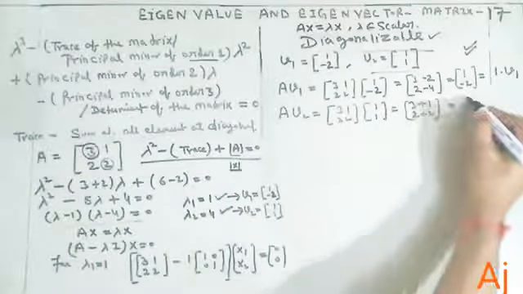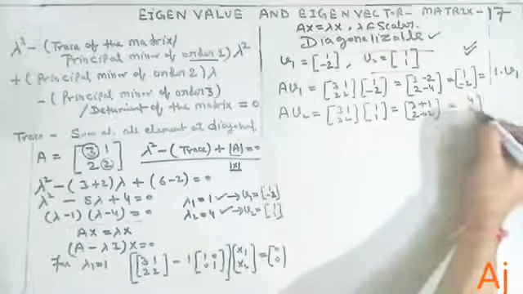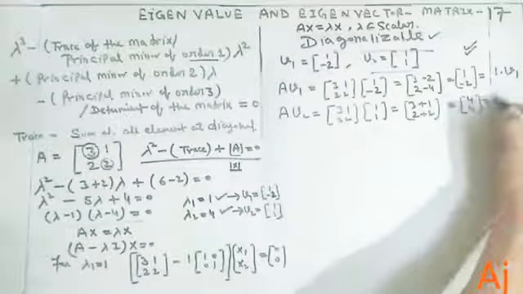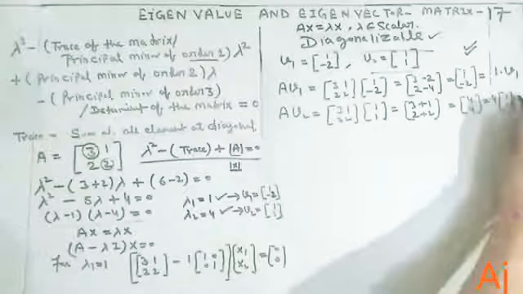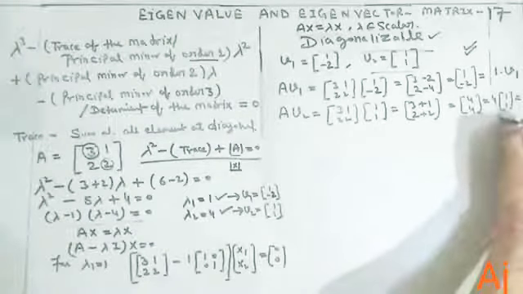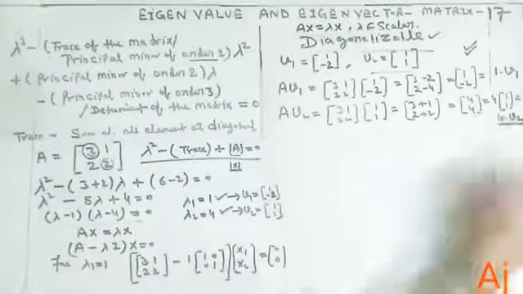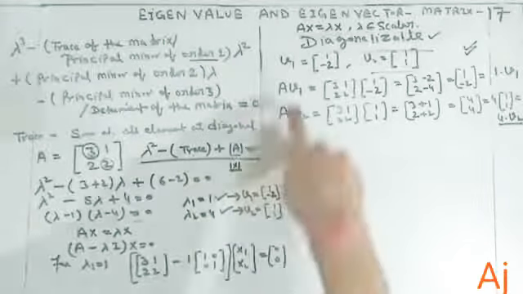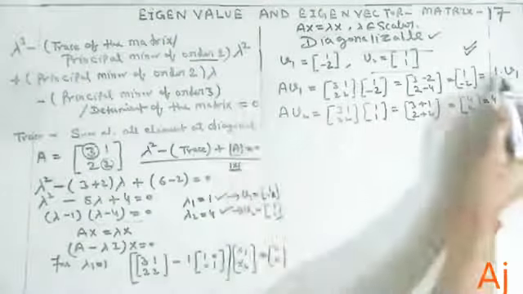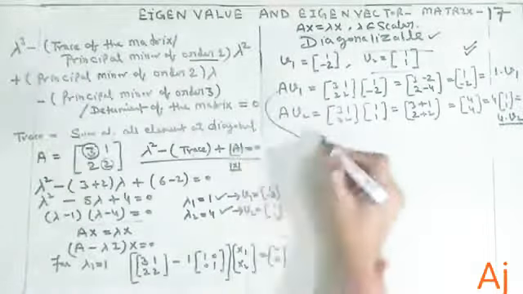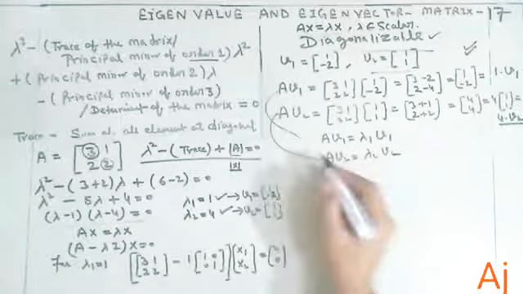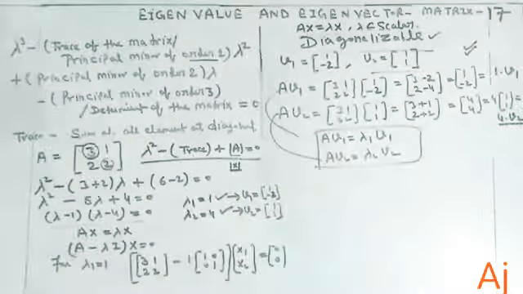Then you will get 3 plus 1 is equal to 4, okay. You can also write like this, 4 1 1, it means that you can write 4 into v2, okay. So what we have got, A v1 is equal to lambda 1 v1, and by this we have got A into v2 is equal to lambda 2 into v2. So we have got this equation, okay.